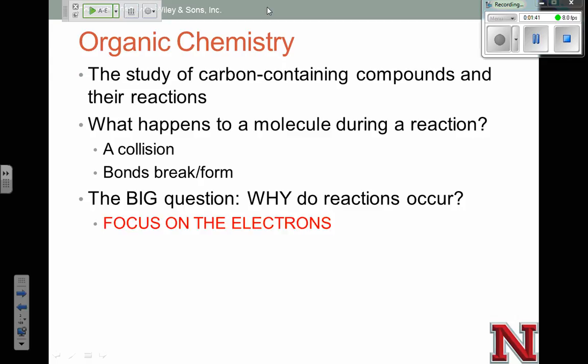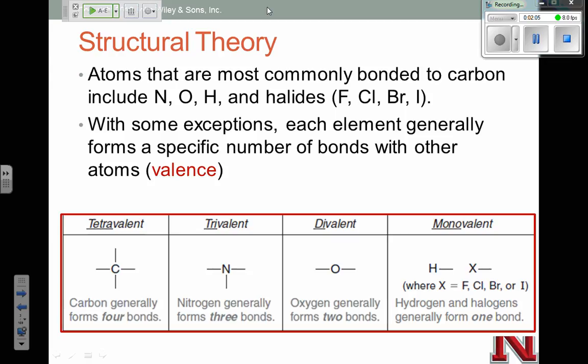The main thing is we're focusing on electrons. Electrons have a what charge? Negative. And negative charges are attracted to what? Positive. And what has a positive charge? Protons. Where are protons? Nucleus. So what we're looking at is interactions between our electrons on one atom and a nucleus on the other, typically. So that's what we're going to focus on.